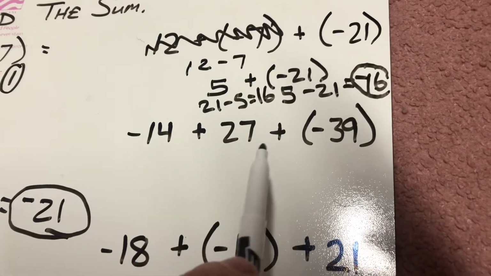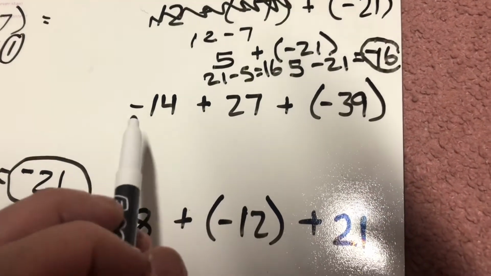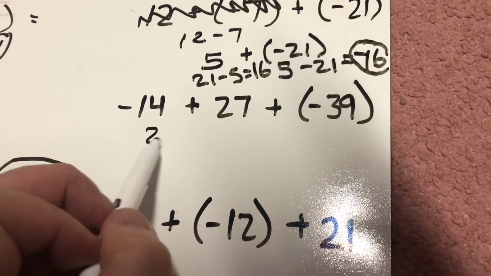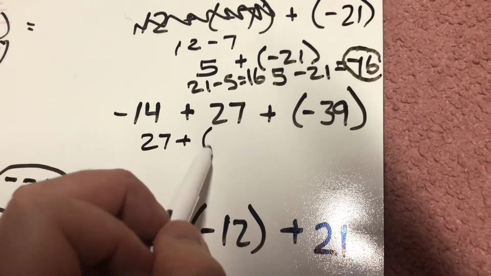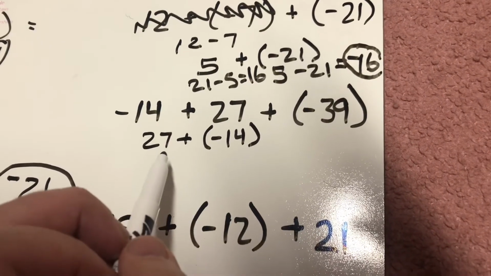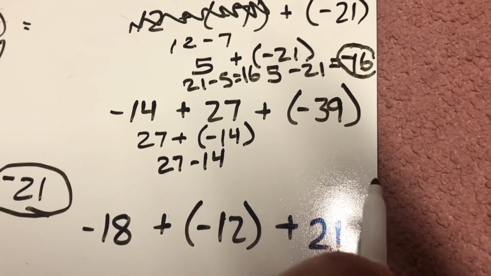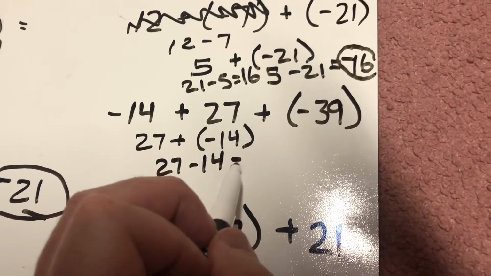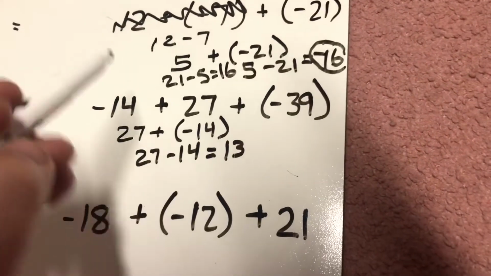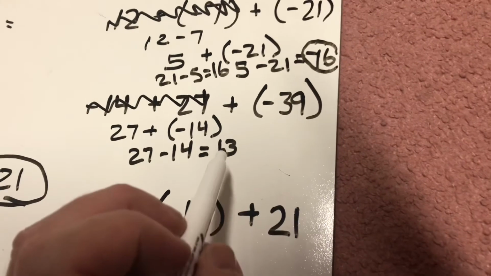Negative 14 plus 27 plus a negative 39. Well, negative 14 plus 27, I can flip that around and make it 27 plus a negative 14. Well, when I add a negative, that's subtraction. So that's 27 minus 14, which I know equals 13. So negative 14 plus 27 equals 13.